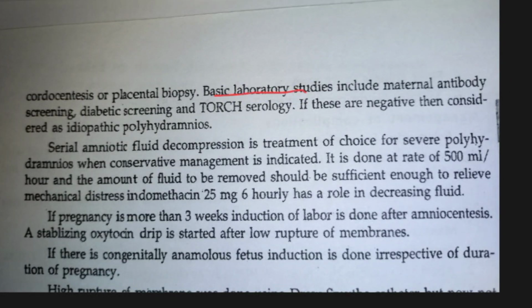Diagnosis of this condition involves maternal antibody screening, diabetic screening, TORCH serology. If everything comes negative and we still have polyhydramnios, it's quite common. Sometimes the cause is not known, and we will start to give the treatment for the patient. The treatment is nothing but amniotic fluid decompression. We remove the excess amniotic fluid present in the uterus. At the time of delivery, we will make sure it is a normal delivery. If there are any complications stopping the normal delivery, then we will undergo C-section. This is all about polyhydramnios.